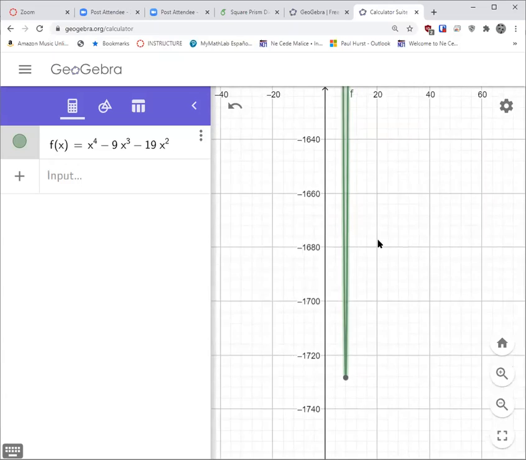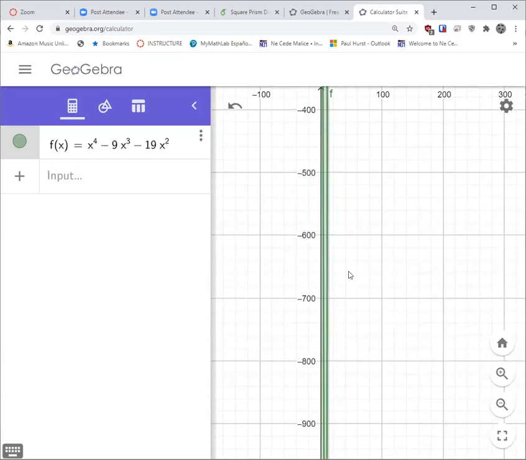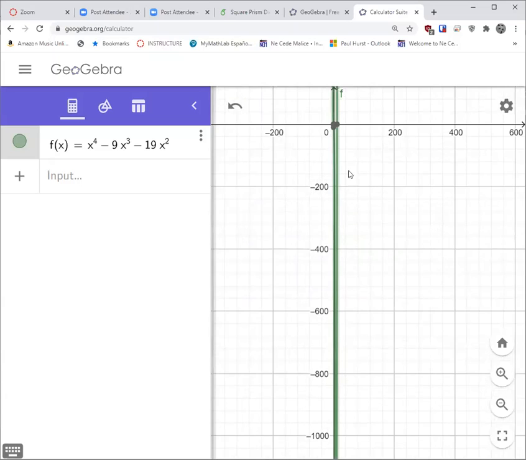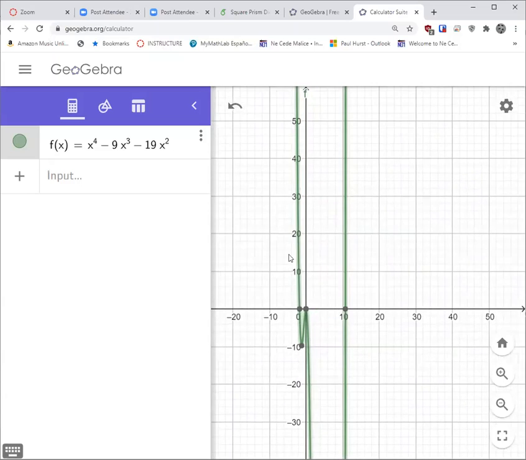Okay, so let's see, what's the overall shape of the graph? It comes down, local minimum, then goes up, and then goes down, local minimum. That's a local maximum, and it goes up from there on out. Okay, let's go back in and put the answers in.